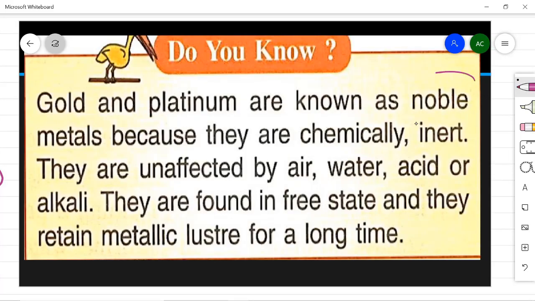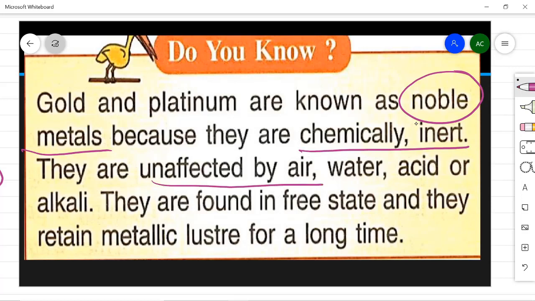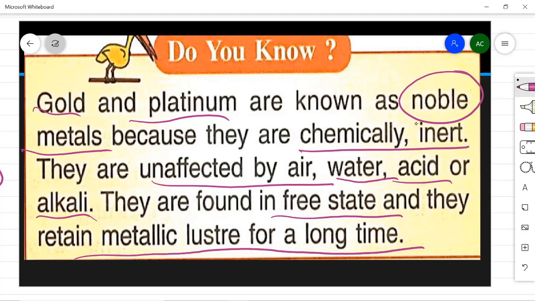Gold and platinum are known as noble metals because they are chemically inert. इनर्ट मतलब किसी के साथ रिएक्ट नहीं करते हैं. And they are unaffected by air. चाहे एयर में हो, चाहे वाटर में हो, चाहे उस पर एसिड डाल दीजिए आप, चाहे उस पर बेस डाल दीजिए, कोई कुछ भी उनके शाइन पे फ़र्क नहीं पड़ता है. इसीलिए गोल्ड और प्लैटिनम को नोबल मेटल्स कहा गया है. और इसीलिए आप कितने सालों तक गोल्ड को पहन के रखिए, उसके ऊपर कोई भी असर नहीं आता, ना वो काला पड़ता है, ना उसकी शाइन कम होती है, because it is unaffected by air and water. And they are found in free state and they retain their metallic luster for long time. उनकी जो शाइन है वो बची रहती है बहुत लंबे टाइम तक.